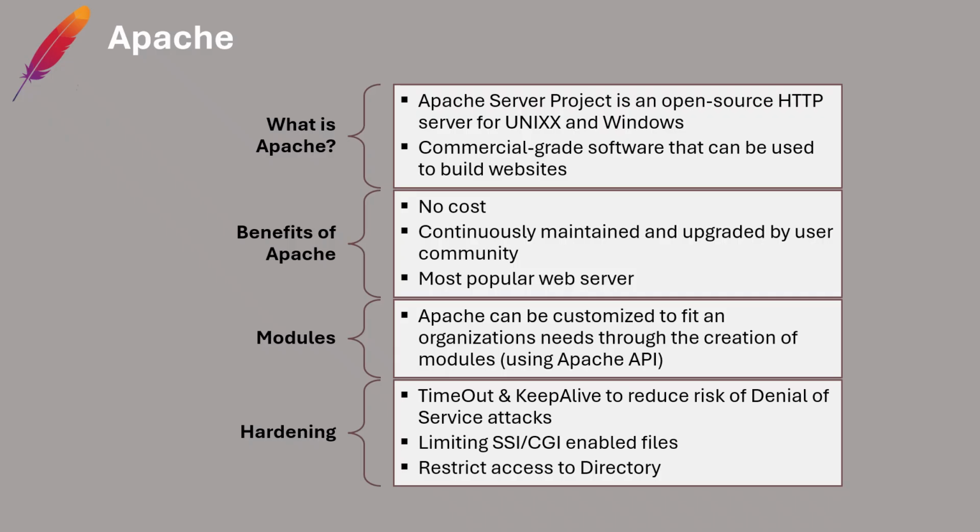While Apache has native security features, additional measures can be taken to ensure a secure environment. Some common tips include adding timeout or keep alive commands to reduce the risk of denial of service attacks, disabling the execution of server-side includes, SSI, and Common Gateway Interface, CGI, scripts, and restricting users' access to prevent visibility of server configuration in the directory.